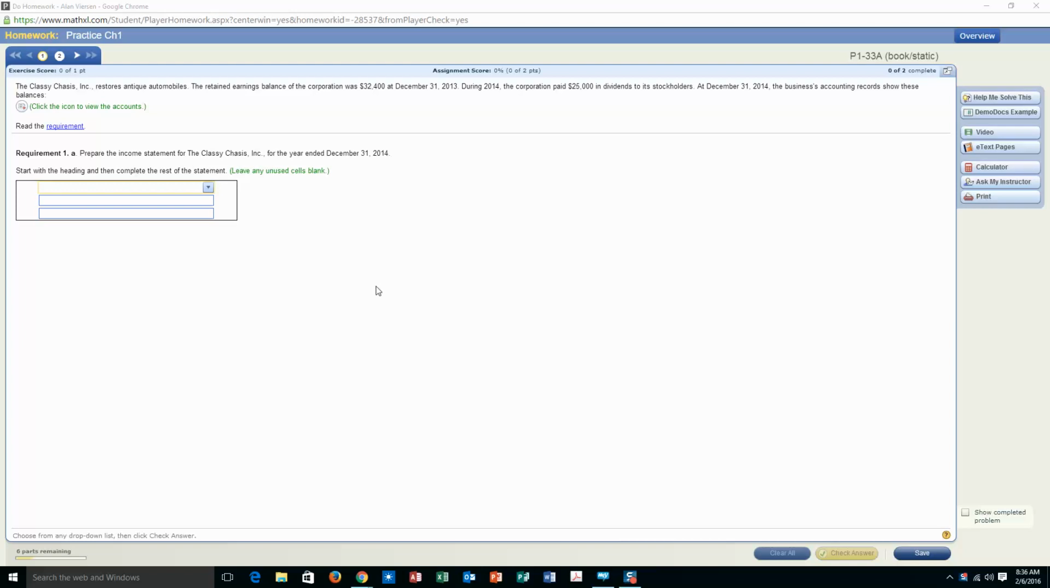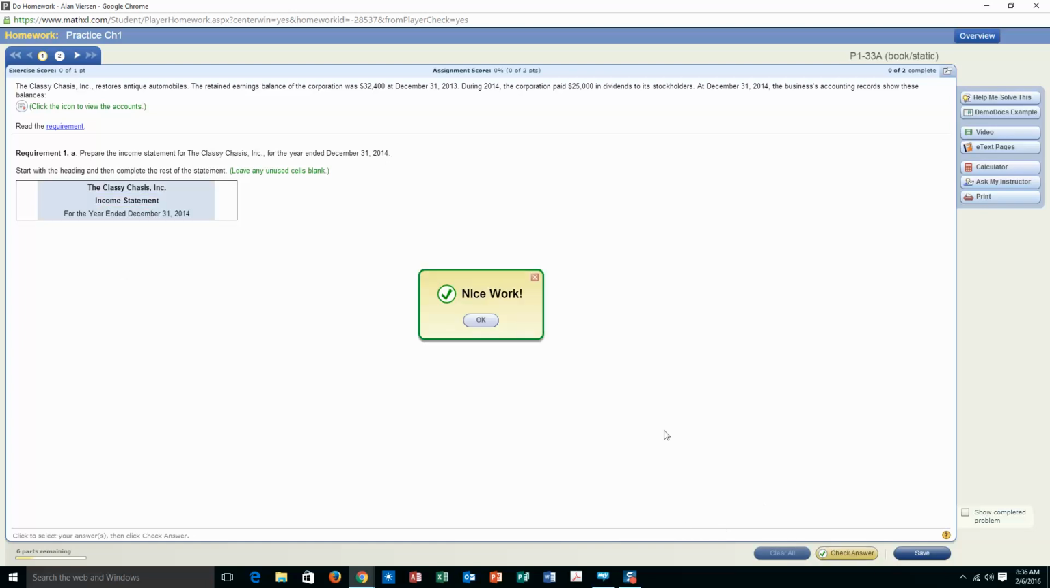Now, we're not going to touch on the cash flow, but we are going to do the income statement, and then the statement of retained earnings, and then the balance sheet. So quickly, if you go into your My Accounting Lab, you'll notice that at the top of this, you put in the name of the company. You'd say what kind of financial statement it is. This is the income statement. And income statements are for a period of time. So you would say for the year ended December 31st, 2014. Check my answer.